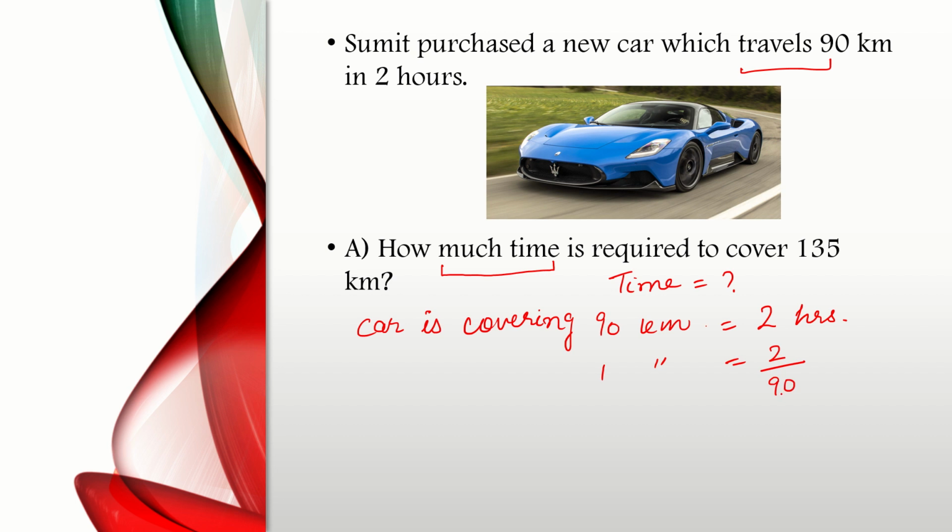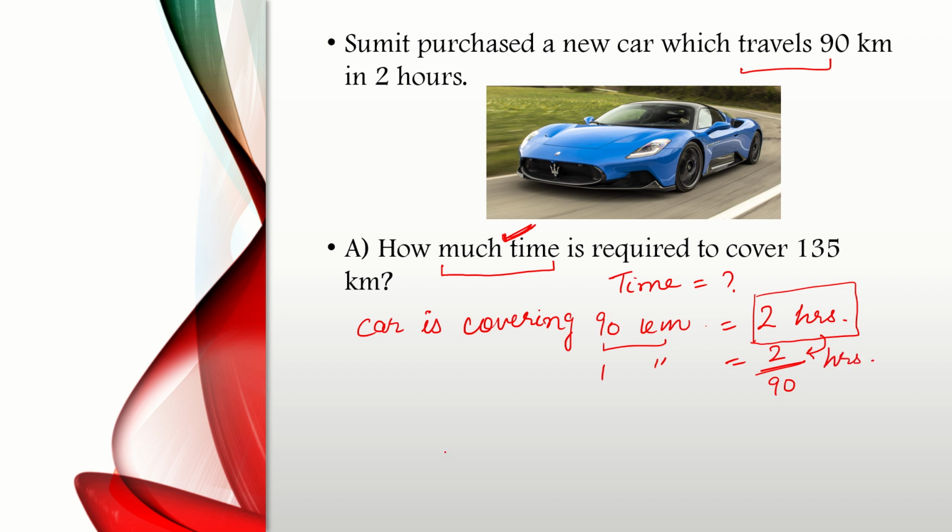Whenever you are using the unitary method, always keep in mind whatever you have to find out. In this question I have to find out time, so time I will always put on the right hand side, after the equal to sign. Second thing, when you are dividing, first you will write the number written on the right, divided by the number written on the left. So I will write 2 upon 90 hours.